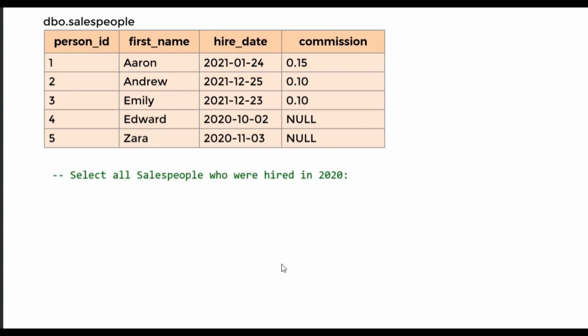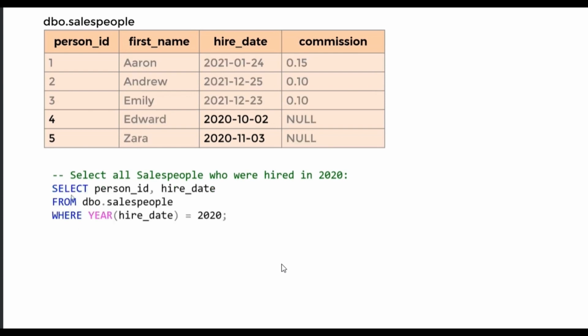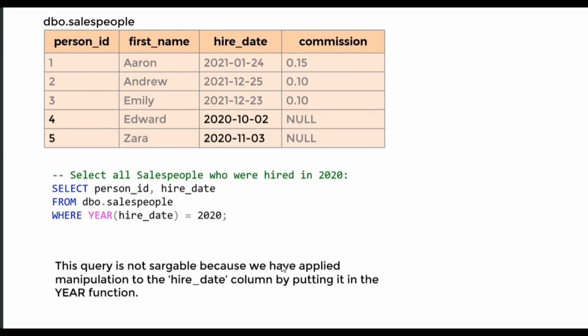For example, another query: who was hired in 2020. Select person ID, hire date from salespeople where the year of hire date is equal to 2020. However, is this a searchable query? This query is not searchable because we have applied manipulation. Manipulation should not take place.